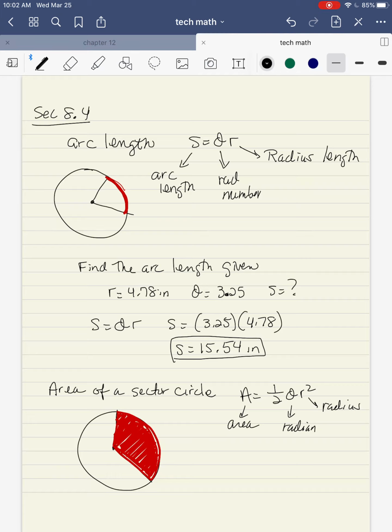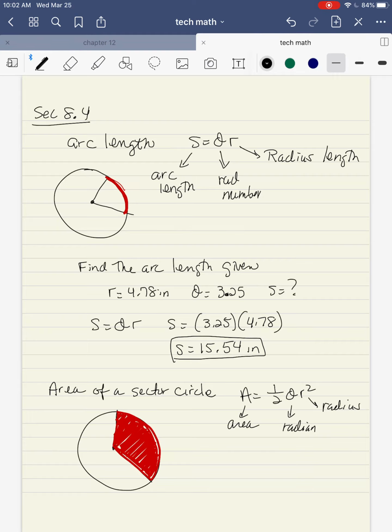the radius in length. So for this particular problem, it says find the arc length given the radius is 4.78 inches, theta is 3.25 radians, and you're looking for S. S is the arc length. So since theta is already in radians, this is just a plug-in problem. Theta times r, so 3.25 times 4.78, and you get 15.54 inches.